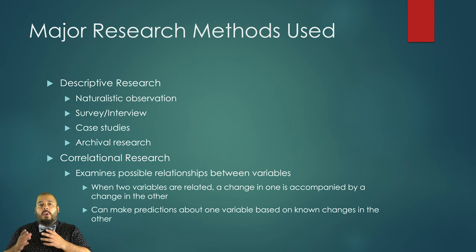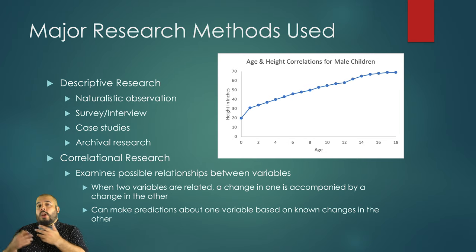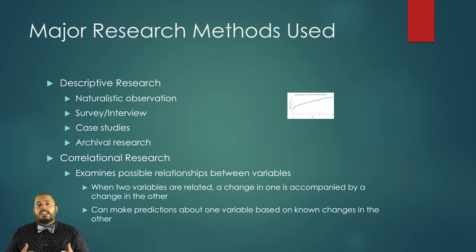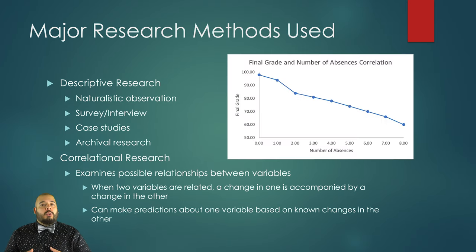Positive correlations are when one variable increases, so does the other, or if one variable decreases, so does the other. For example, as children get older, their height increases. Age increases as height increases. A negative correlation is when one variable increases and another variable decreases, or vice versa. For example, the final grade in a class decreases as the number of absences increase.